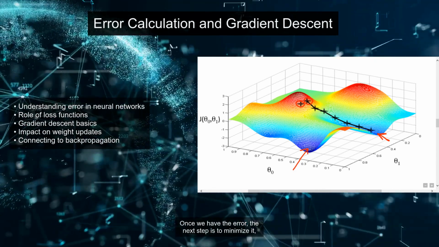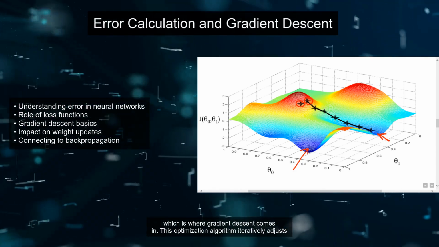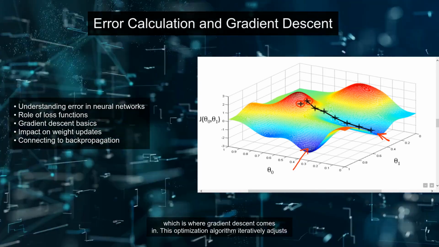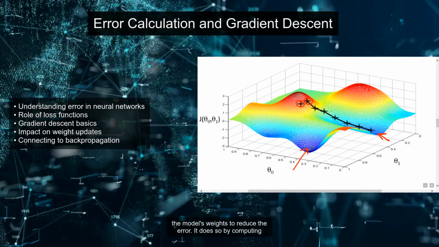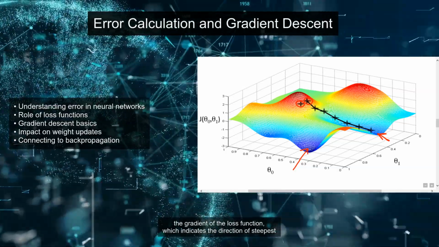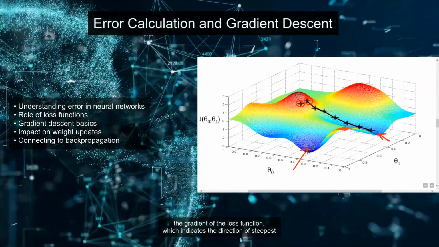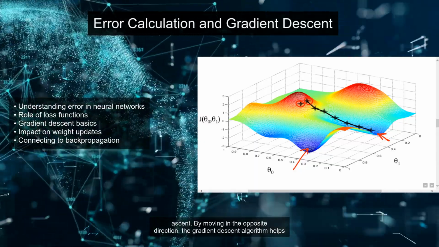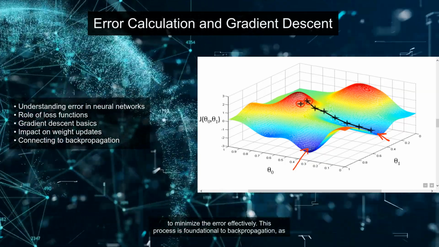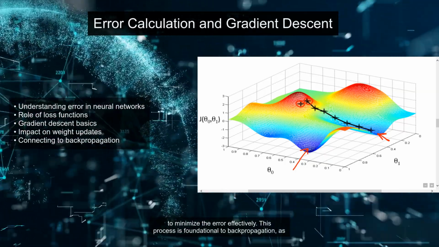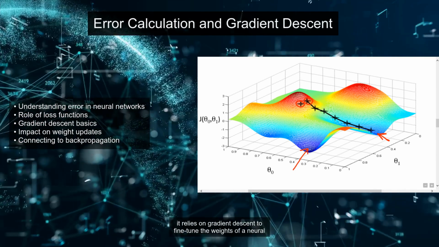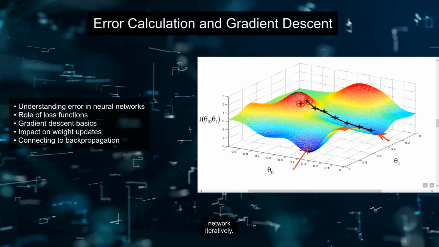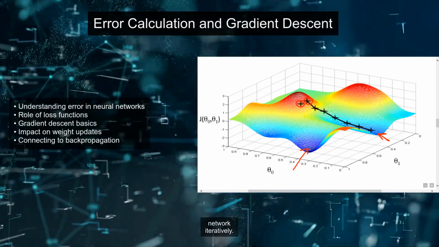Once we have the error, the next step is to minimize it, which is where gradient descent comes in. This optimization algorithm iteratively adjusts the model's weights to reduce the error. It does so by computing the gradient of the loss function, which indicates the direction of steepest descent. By moving in the opposite direction, the gradient descent algorithm helps to minimize the error effectively. This process is foundational to backpropagation, as it relies on gradient descent to fine-tune the weights of a neural network iteratively.